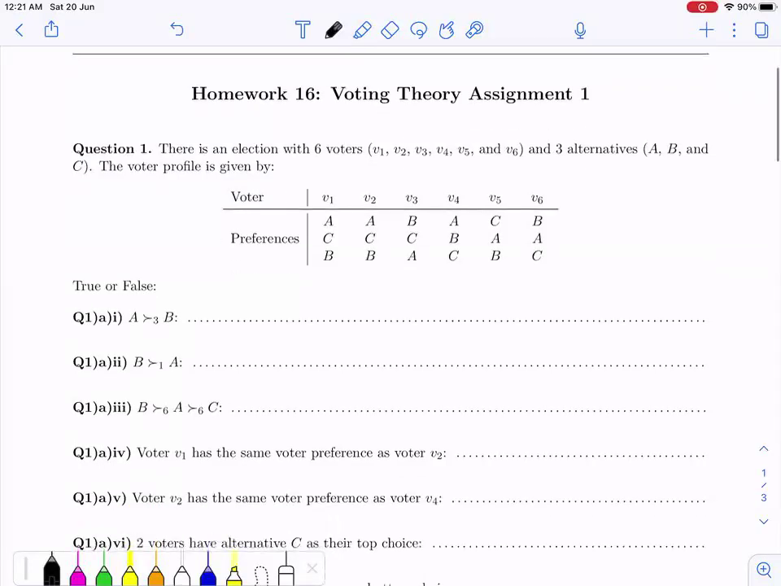The first one says that A >_3 B. Remember that this denotes the preference for voter 3. So what this means is that voter 3 prefers A over B. So let's look at voter 3. They actually prefer B over C and C over A. So this is false.